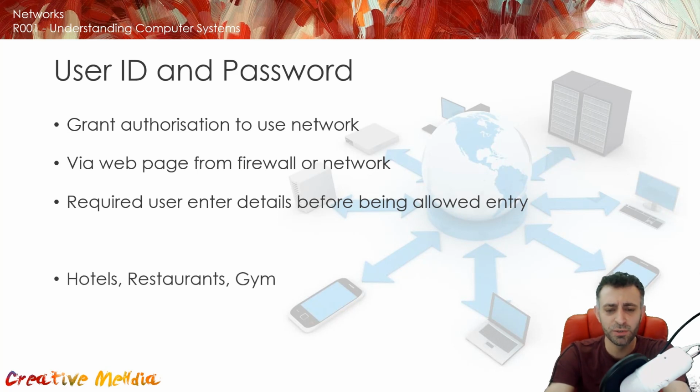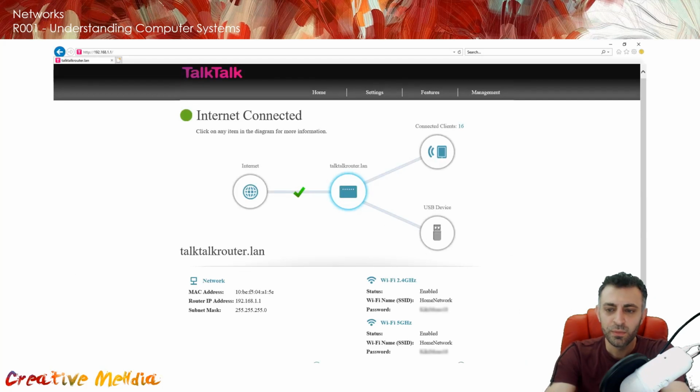Alright, again, as we mentioned, hotel, restaurant, gym would use such settings. So our scenario, Maes Knoll Gym, will use this particular method to allow their members to connect to their wireless network.